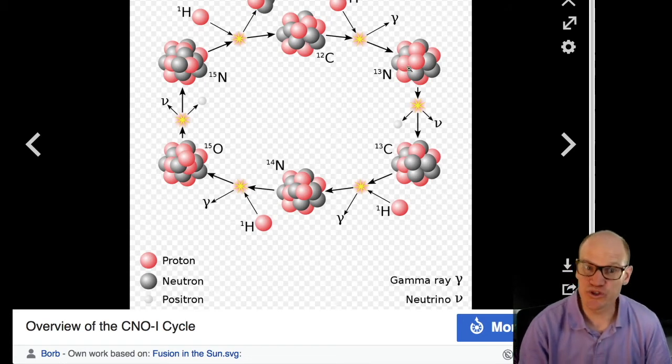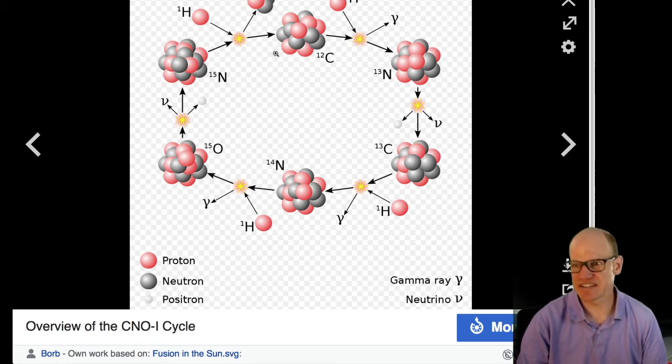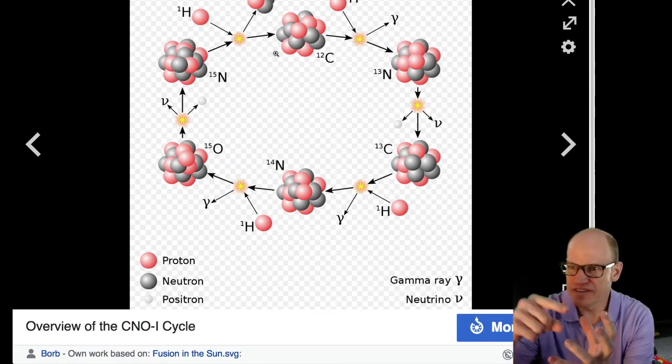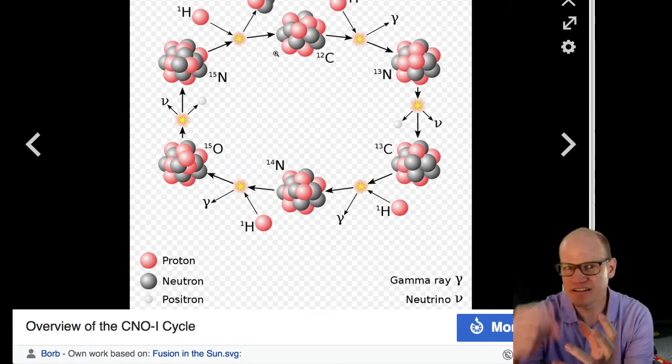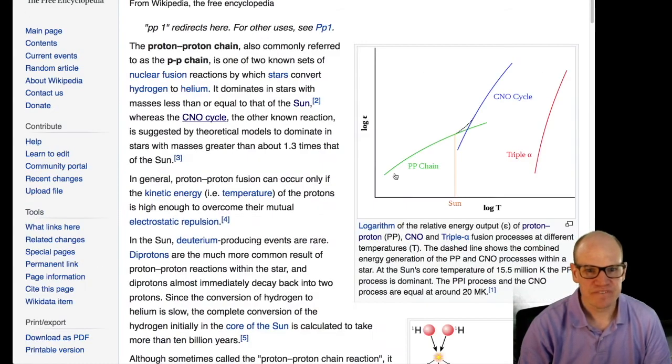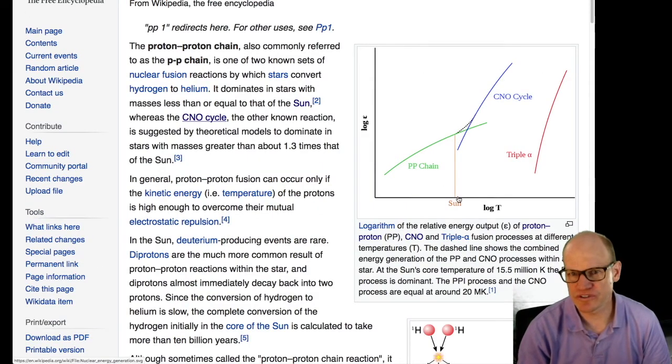So this doesn't produce carbon, nitrogen, and oxygen. Instead, it takes existing carbon, nitrogen, and oxygen and uses them to catalyze these nuclear interactions. However, in order to get this nuclear interaction to take place, you have to be operating at higher temperatures. If the temperature of the core of the sun was a lot bigger than it is, then the CNO cycle would be more important. That would be the thing that dominates.